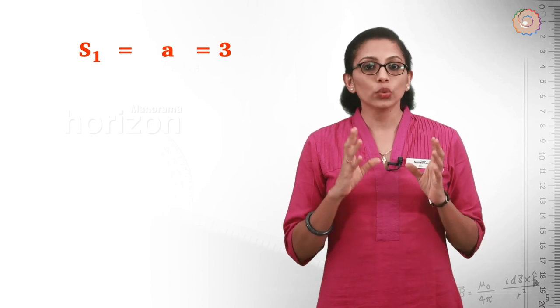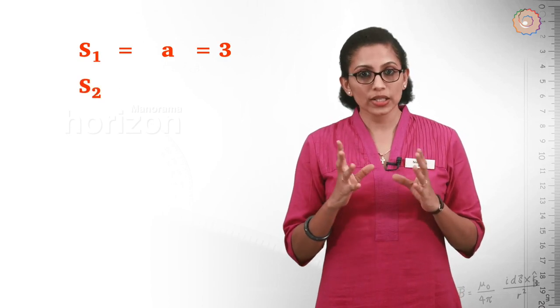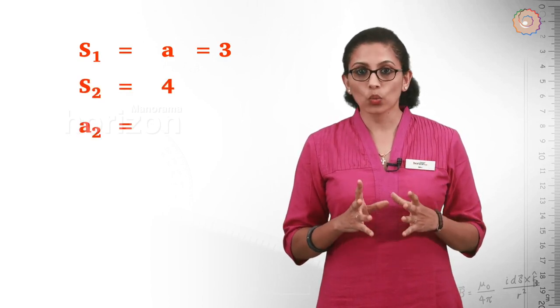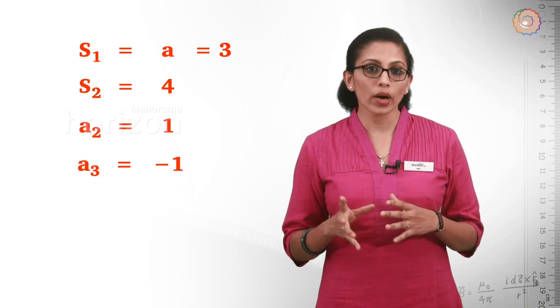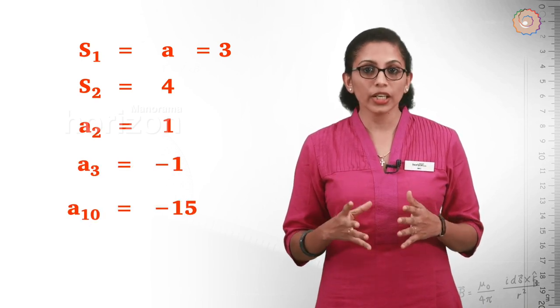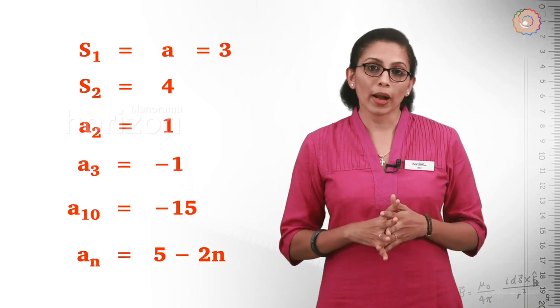So, in short, we can write again: S1 is equal to, we got it as A equal to 3, S2 is equal to 4, A2 is equal to 1, A3 is equal to minus 1, A10 is equal to minus 15, and An we got it as 5 minus 2n.